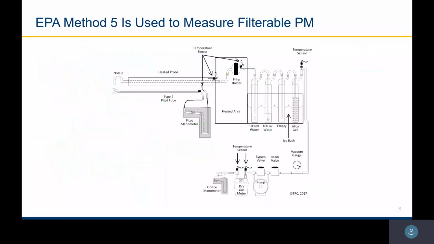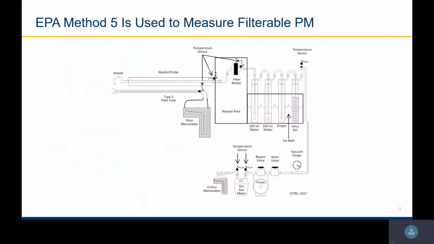So traditionally, this is a standard Method 5 sample train. Method 5 was developed to measure filterable particulate matter. So this is sort of the beginning of your stack testing for particulate matter. It incorporates a heated probe that comes into a heated filter, so filterable particulate matter collects on the filter. Following that, the gas is condensed in a water bath, and this is used to determine moisture of the stack gas, but not the particulate.